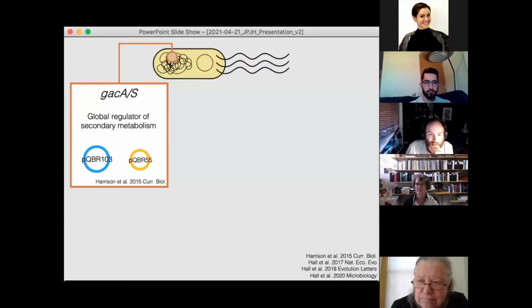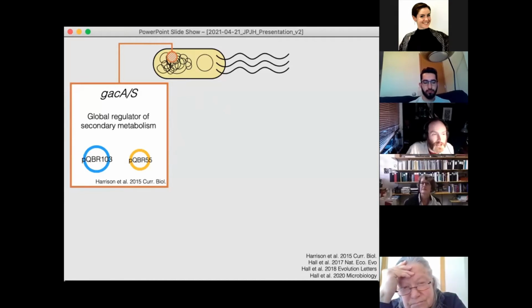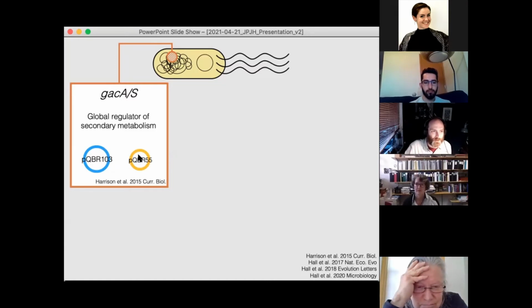So a number of studies in our group looking at these particular pQBR plasmids in this bacteria have now identified a number of different compensatory mutations which have appeared in evolution experiments like the one that I've just shown you. And the three ones I'm going to talk about today are this system, so the GacA/S system, which is a two-component signaling system, and essentially this is a global regulator of secondary metabolism. And we've seen both of these plasmids, if you put them into a bacterium, you allow them to evolve, they get mutations in this global regulator of secondary metabolism.